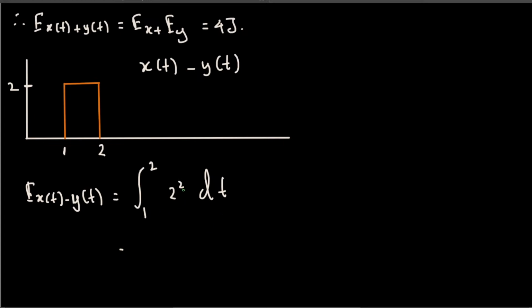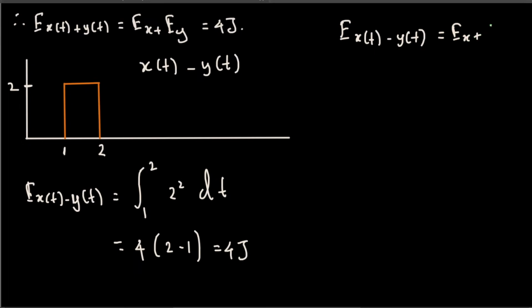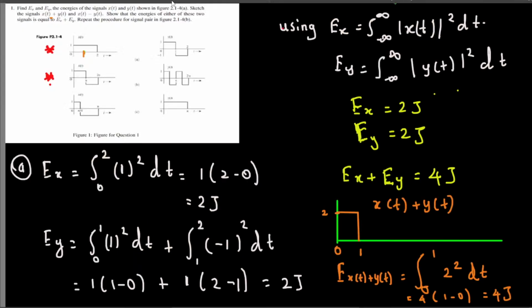So what are we going to have? We are going to have 4, and then 2 minus 1. So again, 2 minus 1 is 1, 4 times 1, that is 4 joule. Therefore here also we proved that the energy of x of t minus y of t is equal to Ex plus Ey, which is 4 joule. Okay, so that's the first part of this question. That is for the first picture we are doing right now.